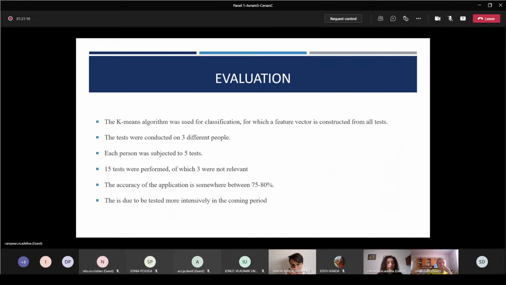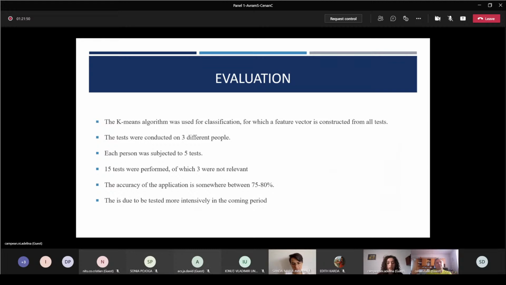The evaluation was made using the K-means algorithm for classification. The entire evaluation process was carried out on 3 subjects, each taking a set of 5 tests. Initially, participants were subjected to the first test in a relaxed period, representing the relaxed case. After that, each participant was subjected to stressors, the second test representing the stressed case. The next 3 tests were performed at different times of the day or week to check the condition of the subject. Overall, there were 15 tests performed, of which 3 were not relevant.